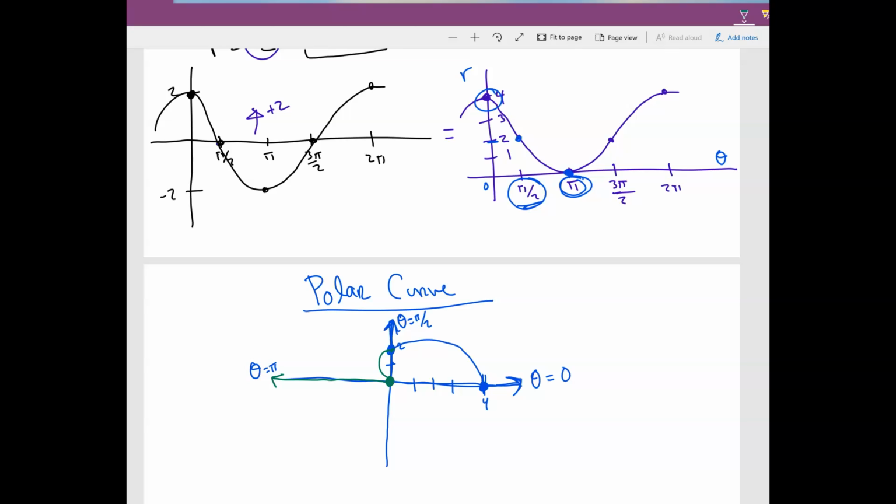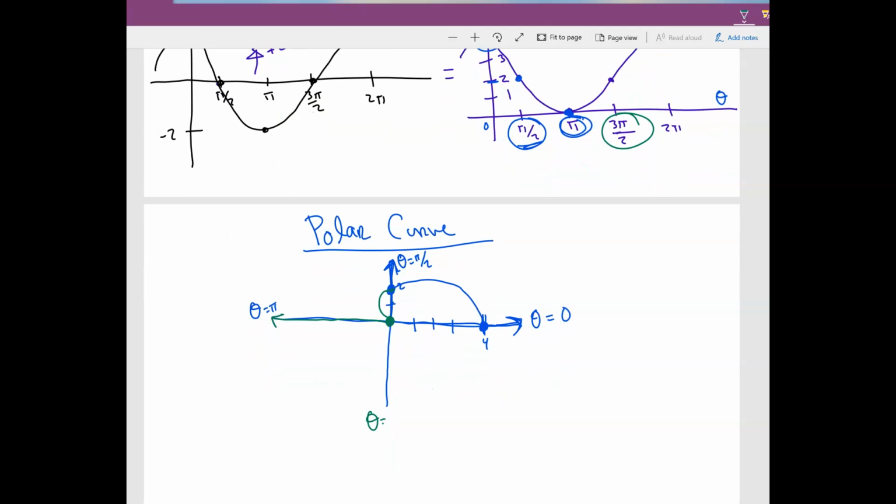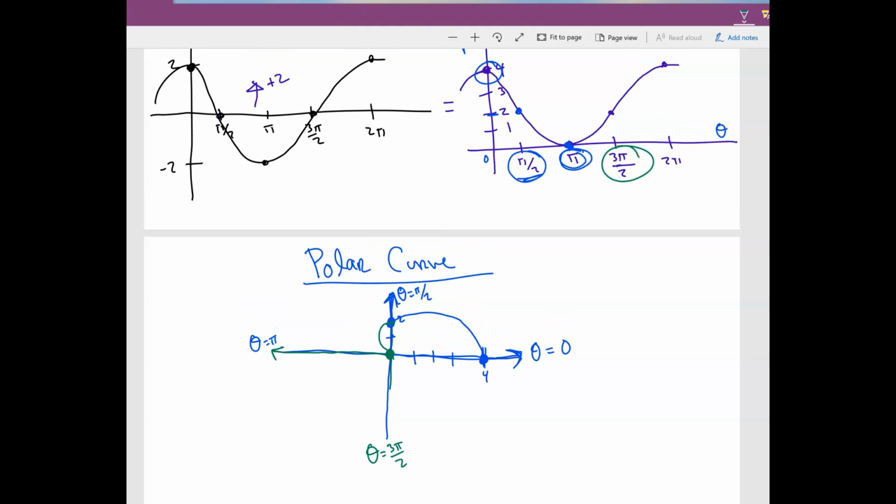All right, and then after that, we're going to go to 3 pi over 2. So theta equals 3 pi over 2. It's right here. And at 3 pi over 2, notice that in this direction, the radius is going to be 2. 1, 2. So I'm going to go from 0, because I started at 0, back to 2. And then I'm going to complete it until I go to 2 pi. Theta equals 2 pi. So then I start going from 2 up to 4. So I'm going to end it like that, at 4.